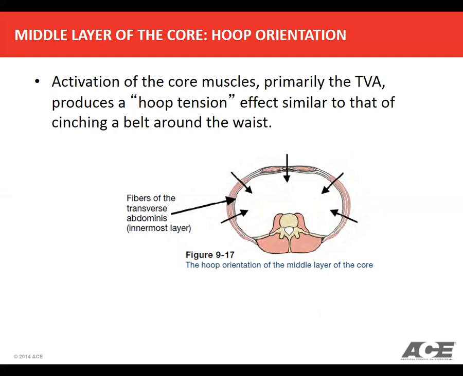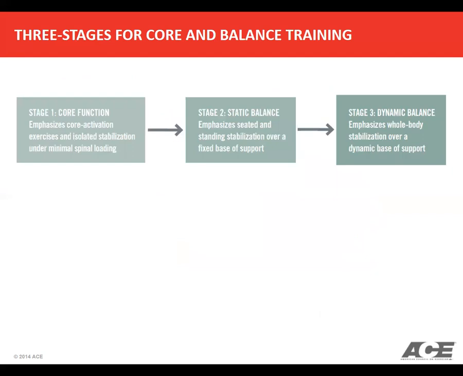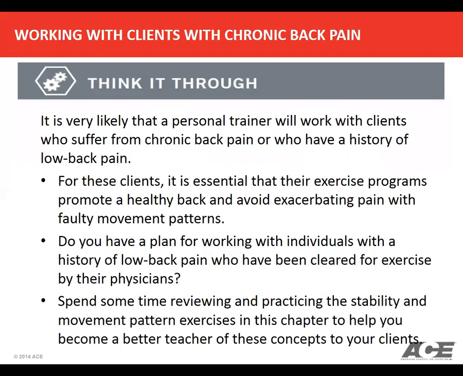The hoop tension effect is similar to that of cinching. As all the muscles cinch around, they create stability around the entire midsection of the body, just like if you're cinching a belt, right? That's the theory, okay? So again, it's core and balance training. They've got these stages. Again, you can do all these at different points during different exercises: activating the core, emphasizing stabilizers during certain movements, and dynamic balance. You don't have to go from A to B to C, or stage 1 to 2 to 3, right? We can work on all these depending on where somebody's at, what they can and cannot do, and so on and so forth.